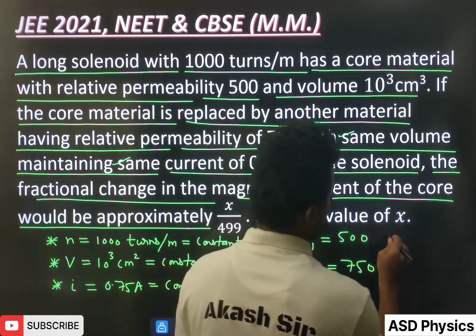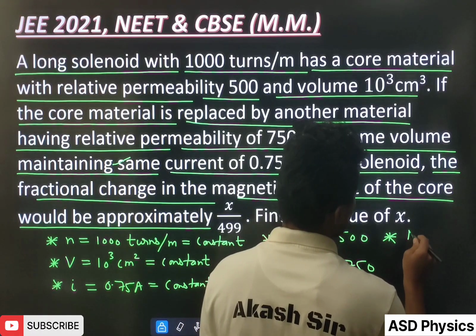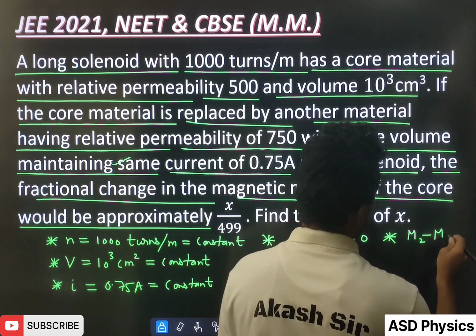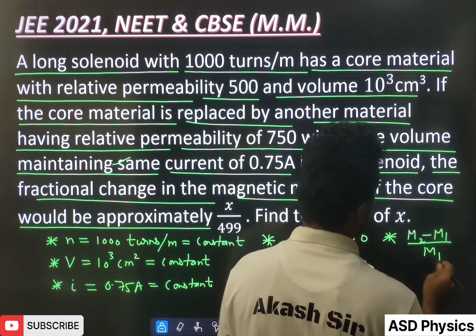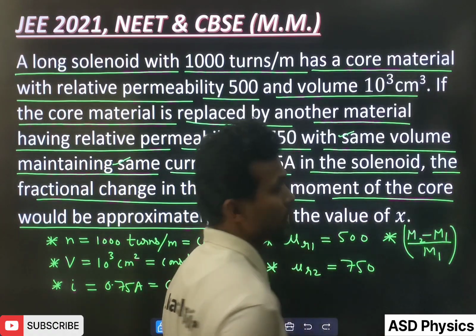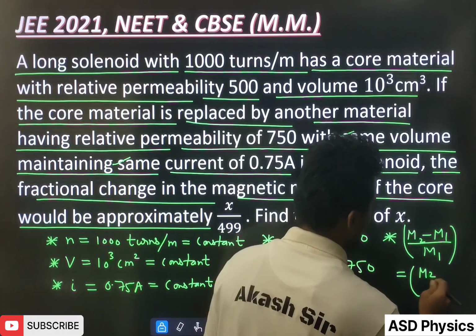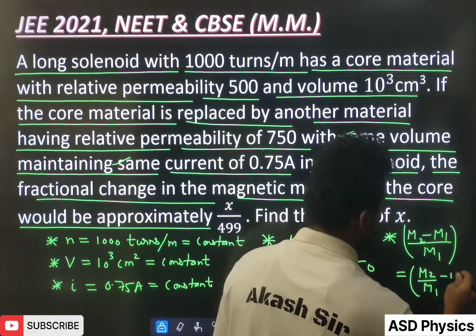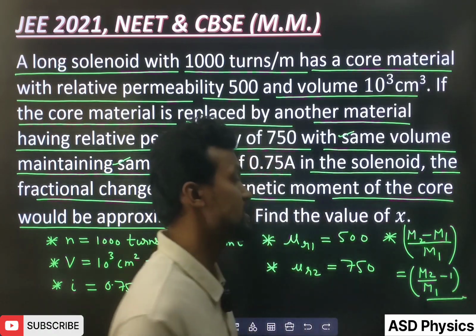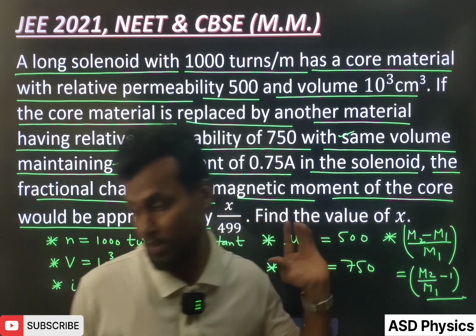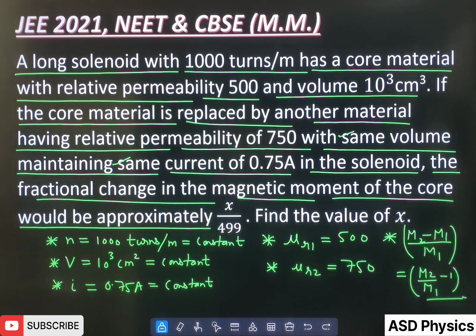So if I write here, the fractional change is given by m2 minus m1 by m1. This is called the fractional change. Later you will see that this we can write as m2 by m1 minus 1. This is the fractional change in the magnetic moment. This thing we have to do. This is the scenario of the question.